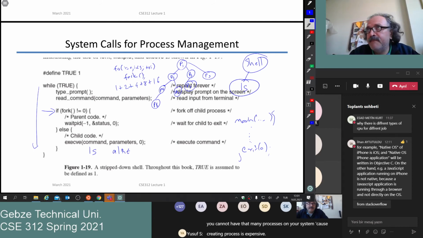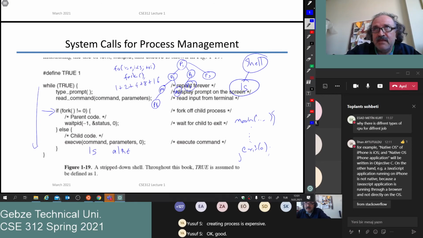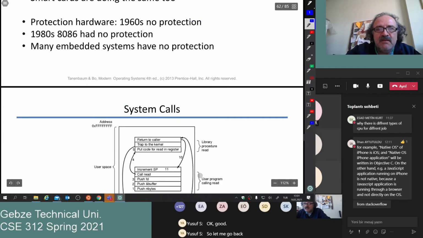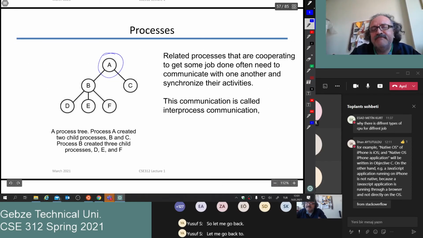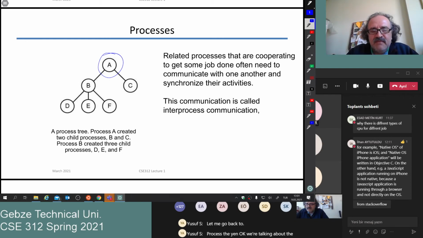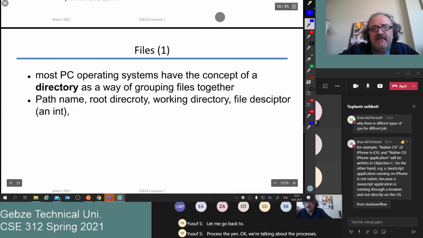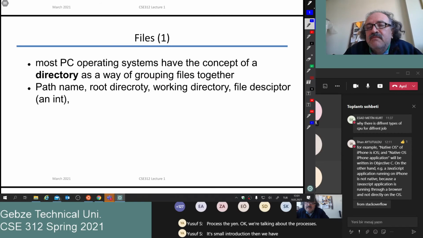because creating processes is expensive. Okay, good. So let me go back to processes again. We are talking about processes. This is a small introduction. Then we have files. File is another concept with computers.